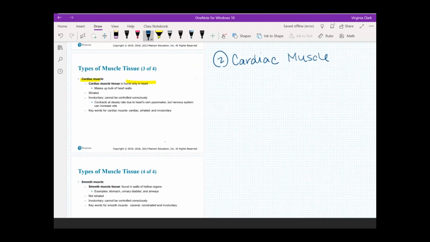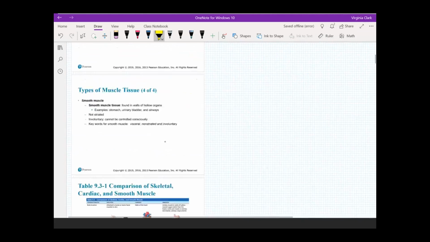It is also striated. So this type of muscle tissue also has these striations, but it is considered involuntary. So you do not actually choose to have your heart beat. It does it. It knows what it needs to do. It is controlled unconsciously. So cardiac muscle is considered involuntary. Those are the key words for that.